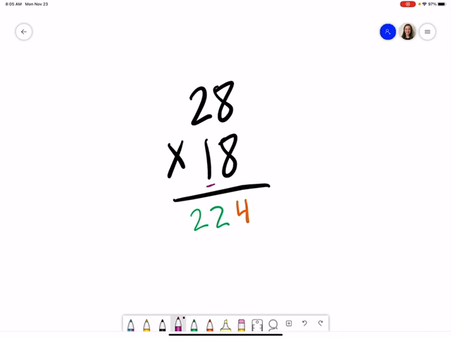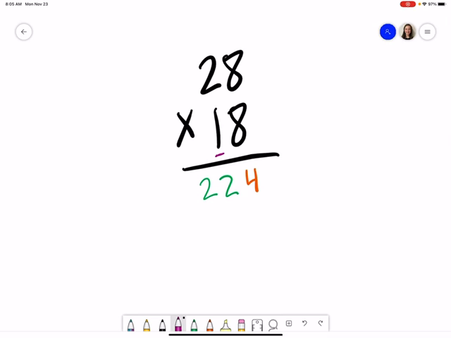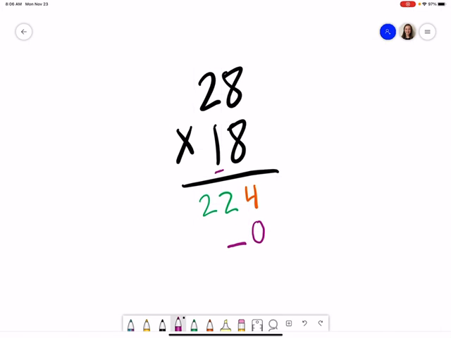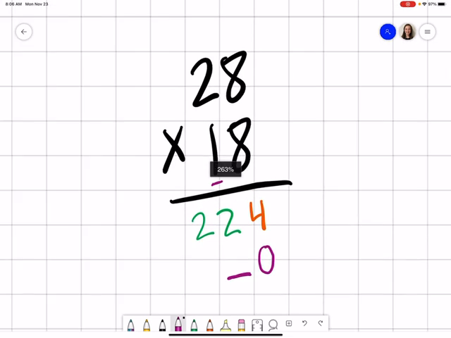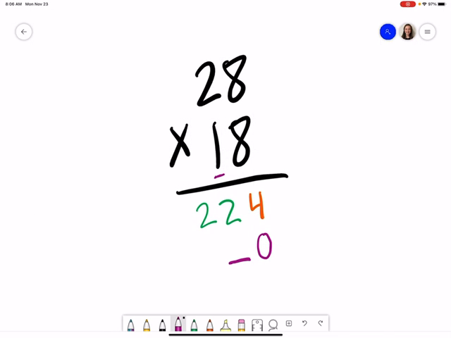Okay, when I move to the tens place, I've got to start at the tens place. So I'm going to put a 0 at the back so I can start in my tens place. Remember that 0 always has to be there so I can start in my tens place. So 1 times 8 is 8. Okay, and then we're going to do tens place times tens place. 1 times 2 is 2.